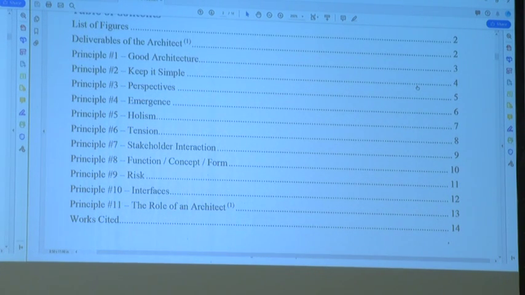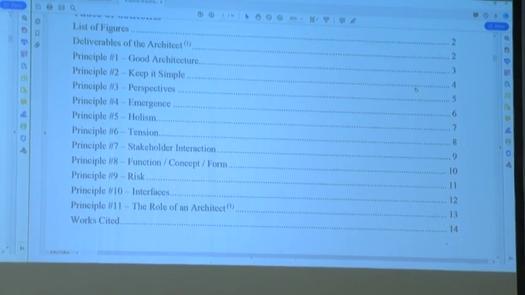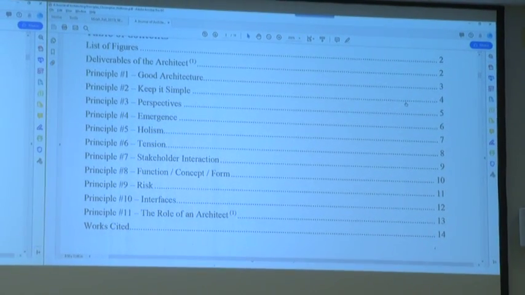was really, what's good architecture? Define good. That's an interesting question, right? Keep it simple. Perspectives. Emergence is another one. So emergence gets into, hey, I have all of these bits and pieces, but when I put them together, it's greater than the sum of the parts. So 1 + 1 + 1 actually equals 12.